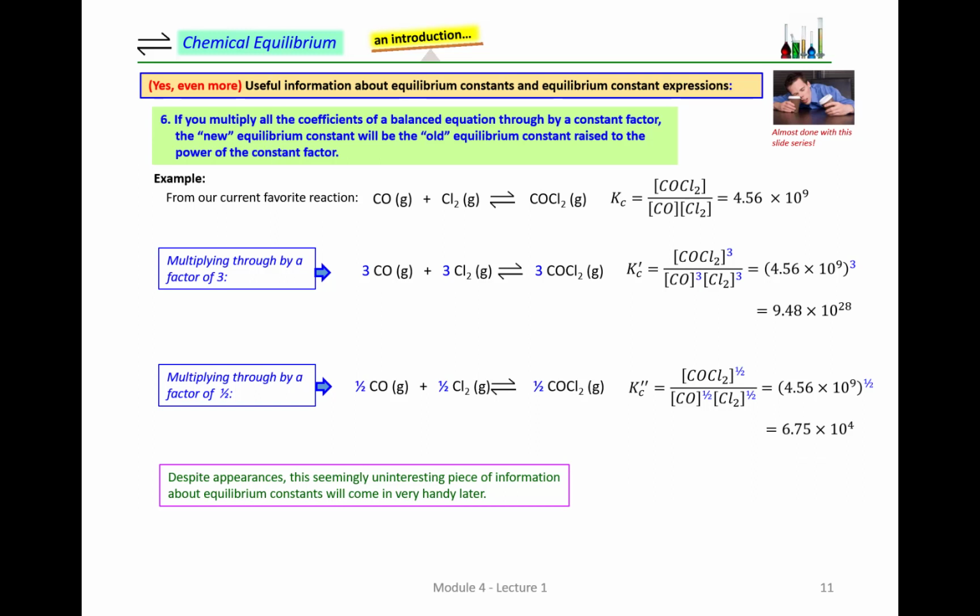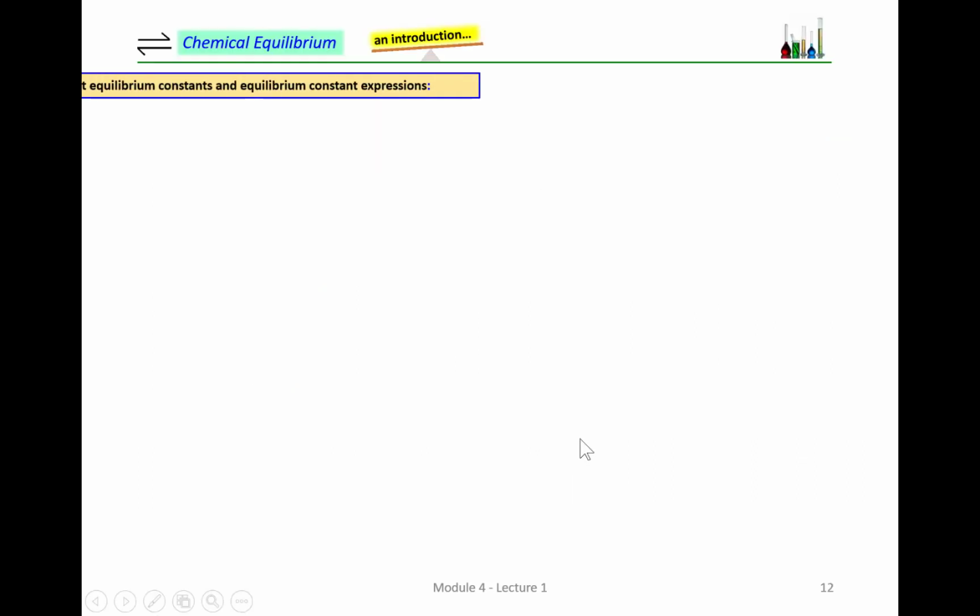One more thing. If you add 2 or more balanced equations together, which we've done in the past, to get an overall net reaction, the value of K for this overall net reaction is not the sum of the equilibrium constant values, it's the product of the equilibrium constant values of the individual reactions used in the summation.